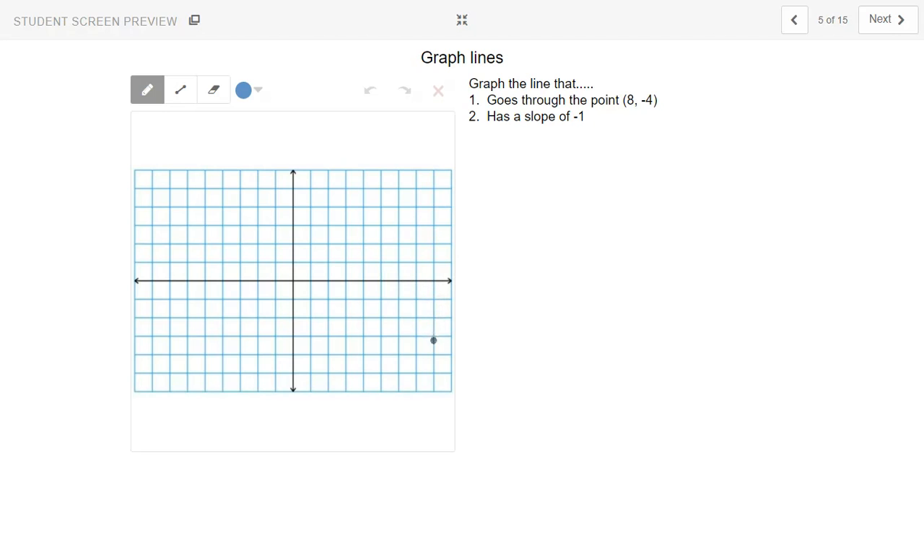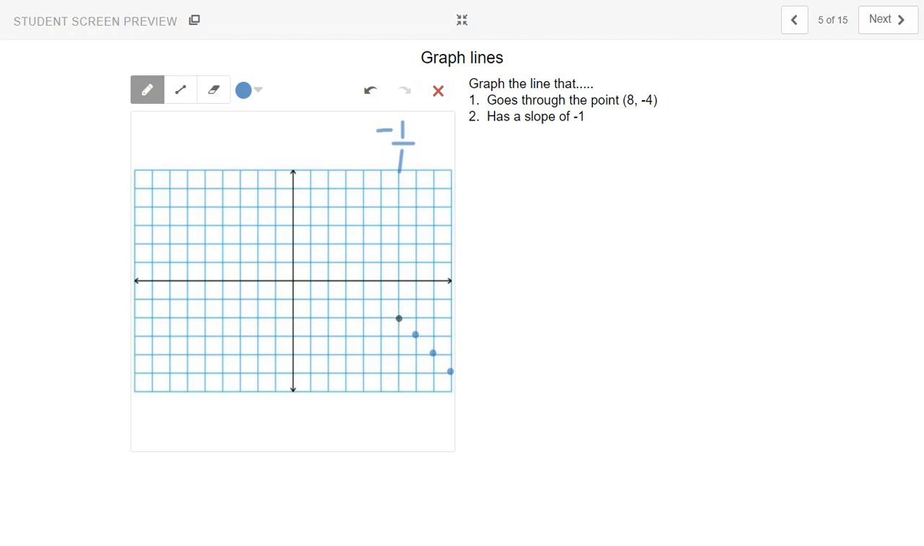1, 2, 3, 4. All right, now we're going to use our slope of -1. So that's -1 over 1. That means we're going to drop 1 and right 1. Uh-oh, can't fit very many. So instead of down and right, I'm going to go up and left.